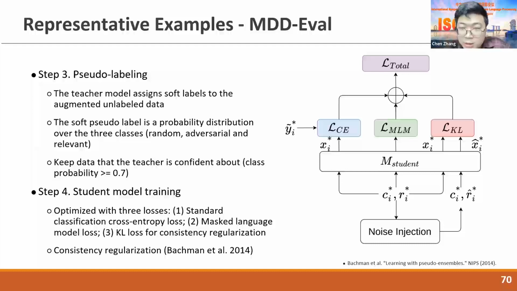The masked language modeling loss, which enables the student model to adapt to the pseudo-labeled data set. Then the KL divergence loss, which is a common technique for self-training to regularize the training process. So we introduce some noise to the response, as well as the original response. We try to force the model to make the same prediction for the noisy version and the original version. So then we minimize the KL divergence. So we train this model in an end-to-end manner. So that's basically all the procedure of MDD.